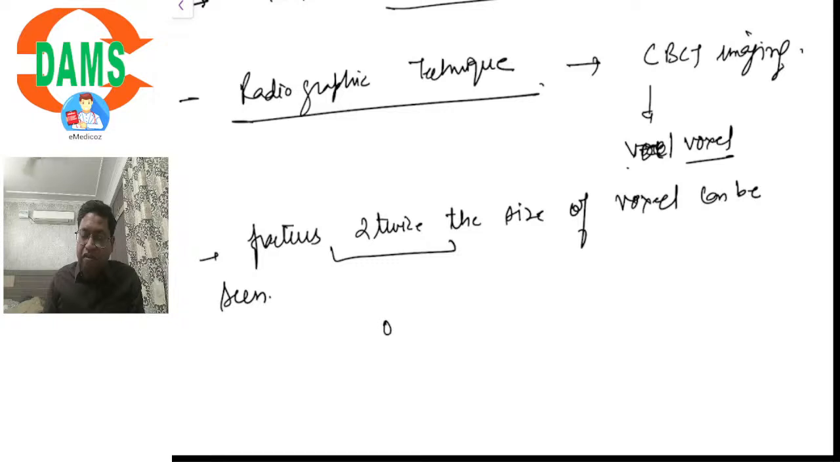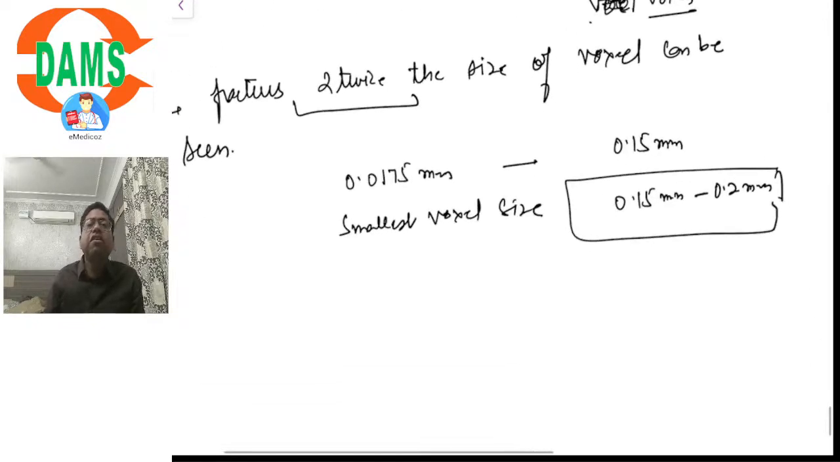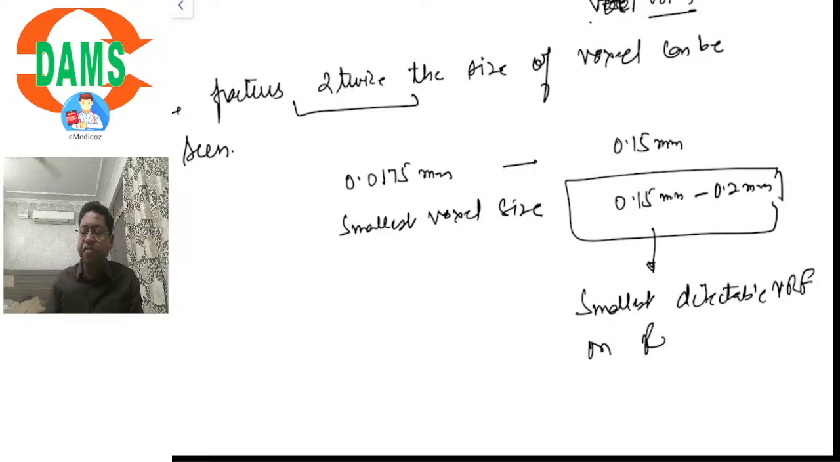The smallest voxel size is 0.075 millimeters. This is the smallest voxel size. If we multiply it by 2, we get 0.15 millimeters. So 0.15 millimeters to 0.2 millimeters is the smallest size of vertical root fracture that can be seen with any radiographic technique currently available. This is the smallest detectable VRF on radiograph.